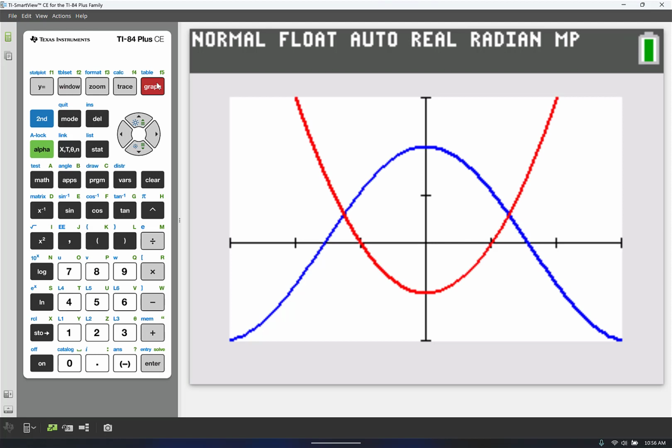Tell the calculator to find the intersections for you. Oh, the future will be like that because AI is coming. It's only a matter of time before there's a calculator with AI on it. All right, here we go.